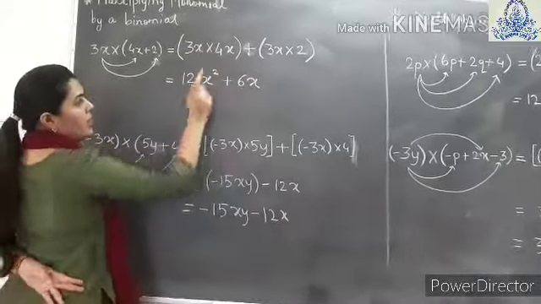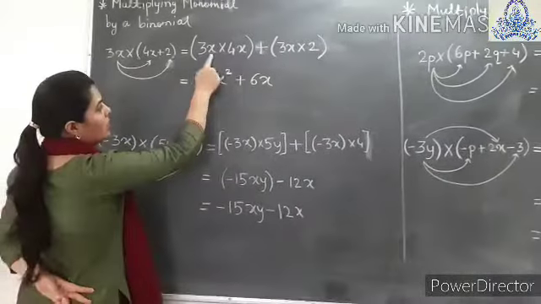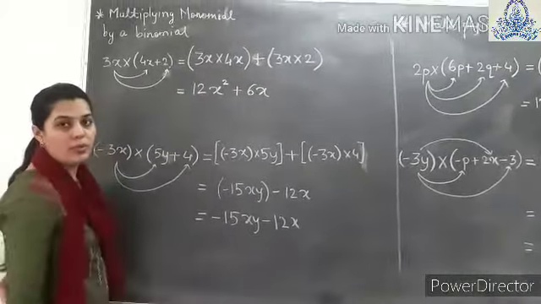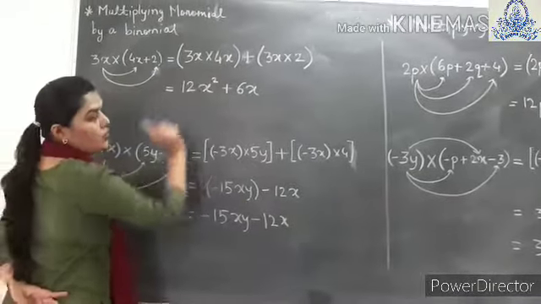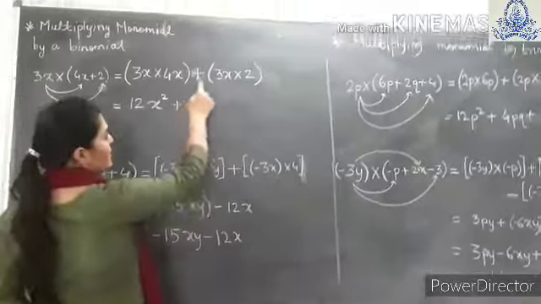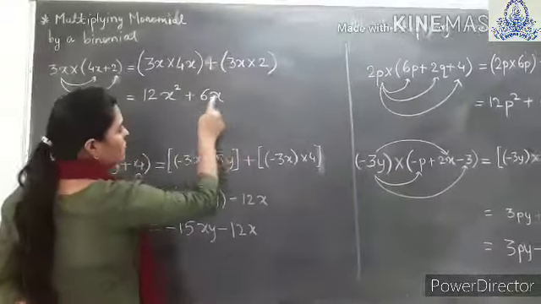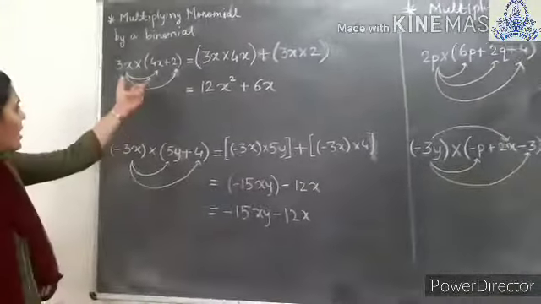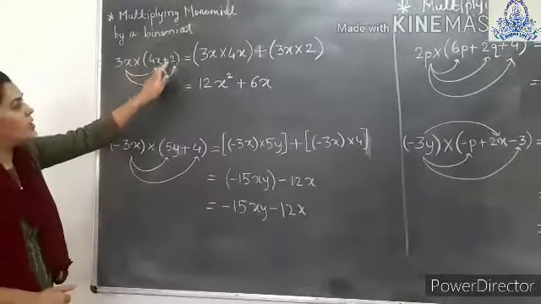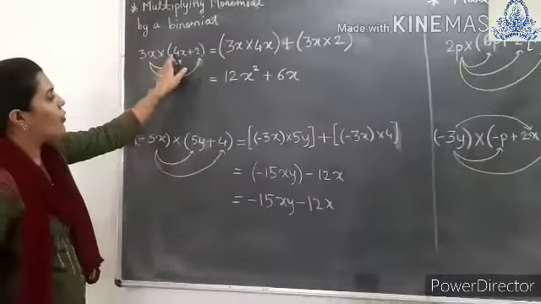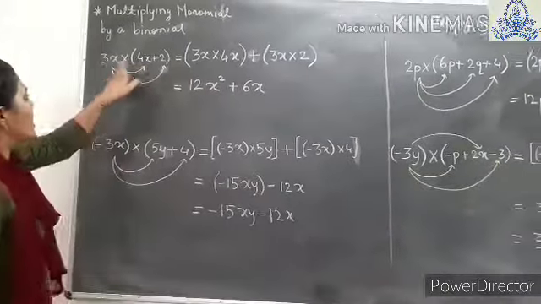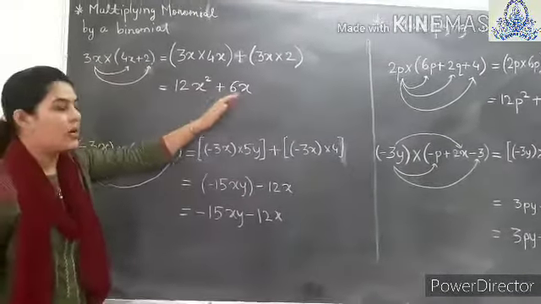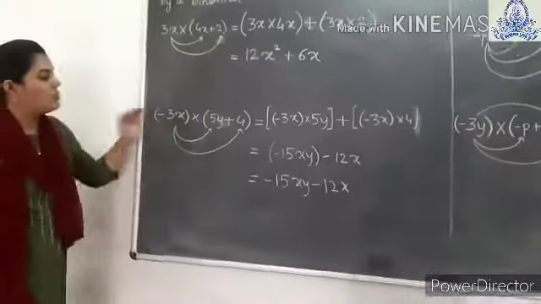Now 3x multiplied by 4x is what? Again this is monomial into monomial. Okay, so 3 into 4, 12, x into x, x square, right? Plus, as it is, 3x into 2, that is 6x. So what is your answer for this? 3x into 4x plus 2: 3 into 4, 12, x into x, x square, plus 3x into 2, 6x. Okay, now come to the next.